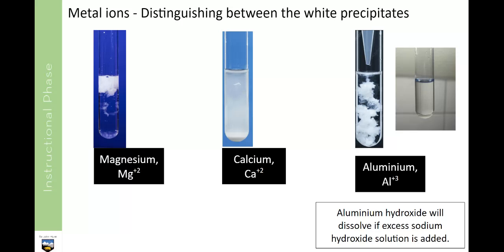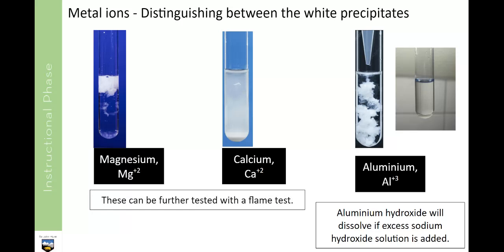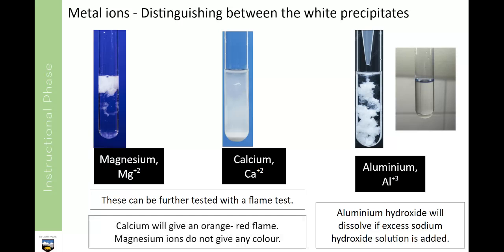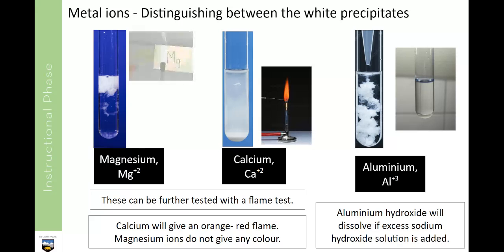Well, then I would need to go back to a flame test. Now remember, calcium produces an orangey red flame, and magnesium ions don't give any flame colour at all. And that's how we would distinguish between the three white precipitates. So if we added excess sodium hydroxide and it dissolved, it's aluminium. If it didn't dissolve, we then need to do a flame test. If the flame is orangey red, we know it's calcium. If the flame doesn't give any colour, we know it's magnesium.